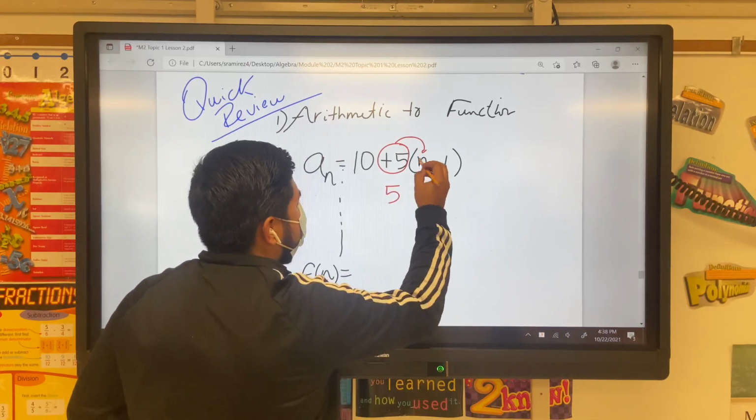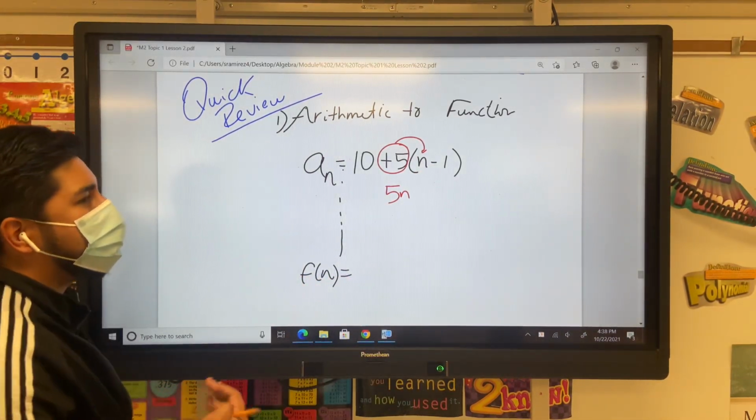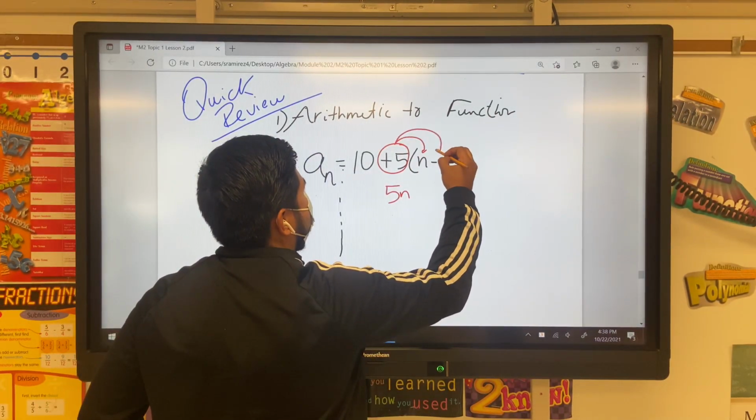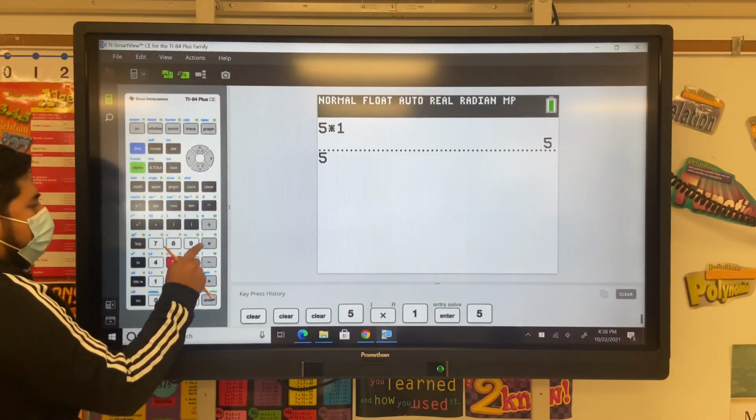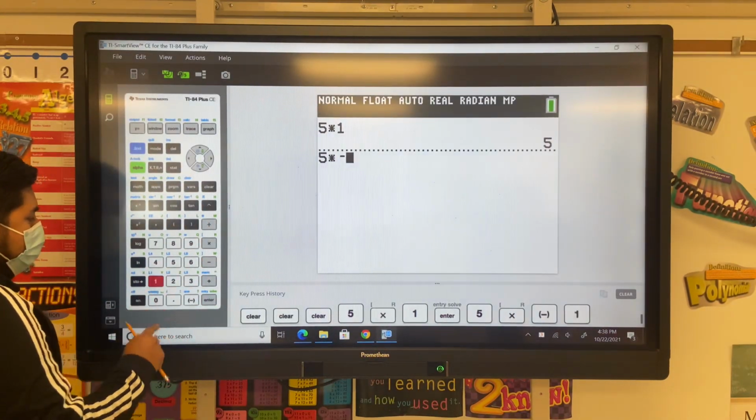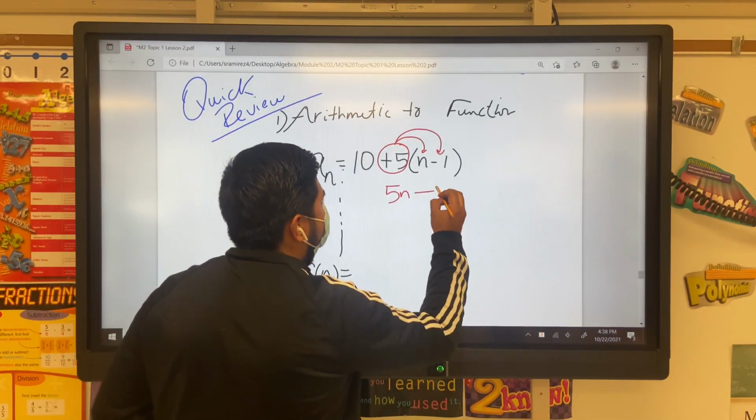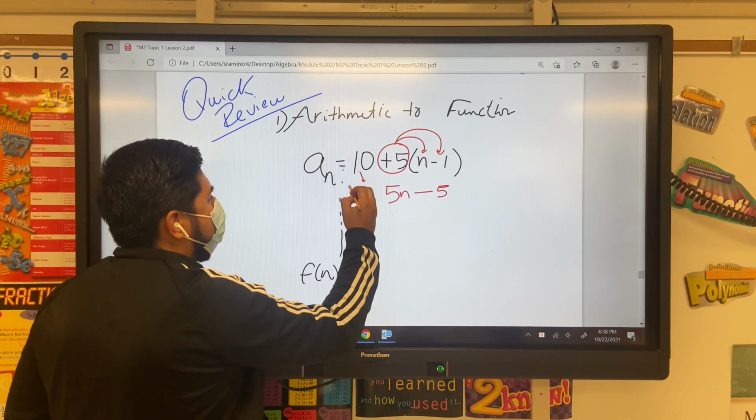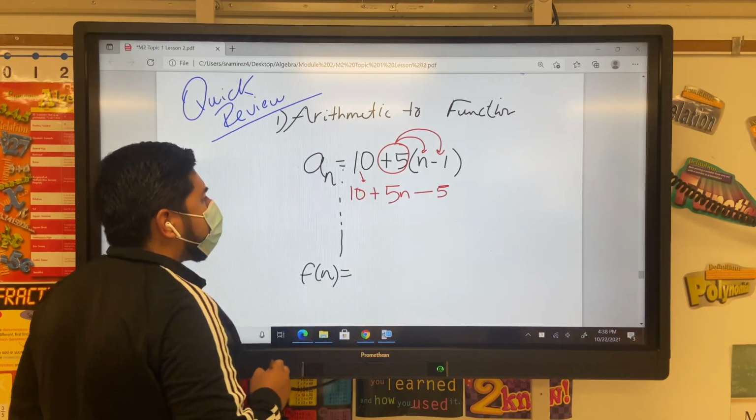Because I multiply with an n, this n is now married to the 5. Next one, 5 times a negative 1 is a negative 5. And because this 10 wasn't invited to the party, we bring him down. Since this 5 is positive, I put positive.